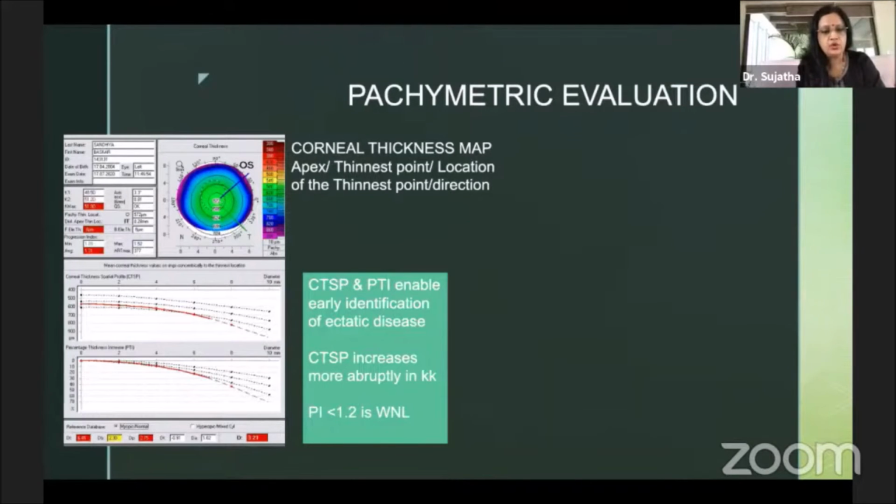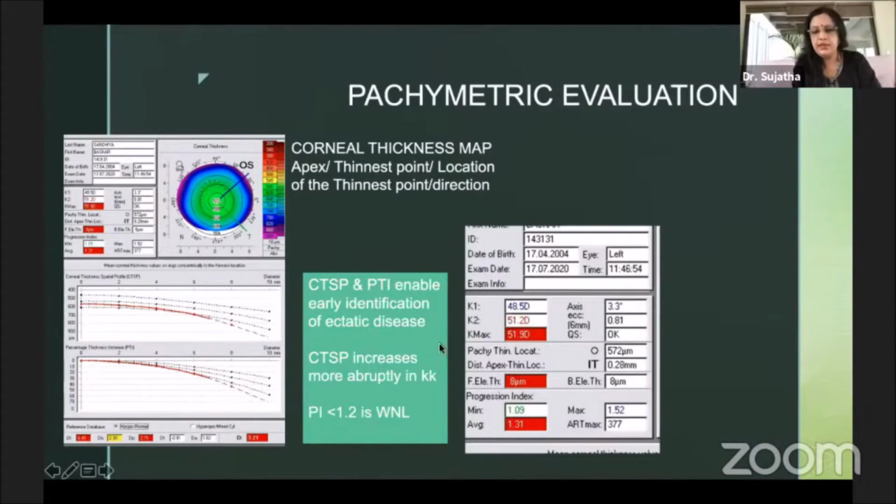So here we all know that the thinnest point of the cornea is in the center, and as it goes towards the periphery, it becomes thicker. However, in ectatic disease, the thickness increases rapidly. And this red line belongs to the patient, and you can see that the thickness has increased quite significantly, as well as the percentage thickness increase.